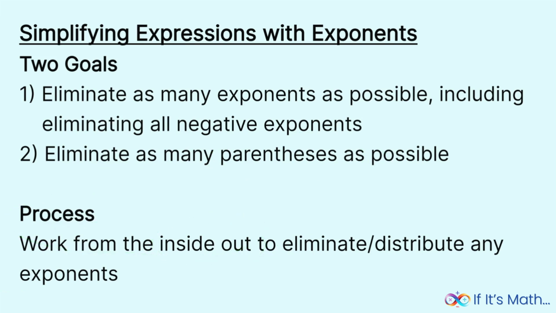So if you have some gigantic expression, we'll look at a couple in a minute, and you have all this and all this in here, and then all that's raised to an exponent, you don't want to distribute the exponent through first. You want to get the inside as simple as you can before you start doing anything else on the outside. So again, two goals. Get rid of as many exponents as you can, including every negative exponent. Get rid of all the parentheses if you can, and if not, leave as few as possible, and then work from the inside out as you're doing that, because that's going to make life a lot easier.